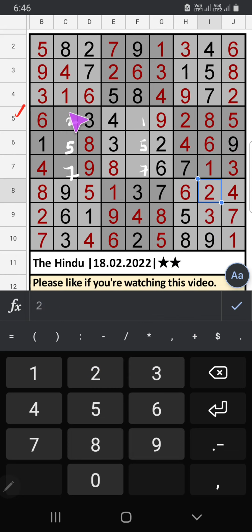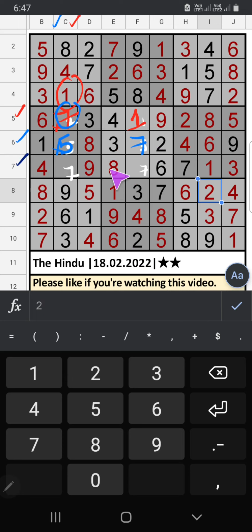Fifth row, only two numbers are remaining, 1 and 7. Column G, we have 1. So 1 can't come in this cell. 1 is confirmed here, then 7 is here. Sixth row, two numbers are remaining, 5 and 7. Column C, we have 7. So 7 can't come in this cell. 7 is confirmed here, then 5 is here.